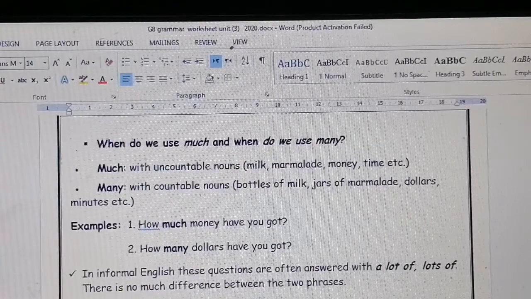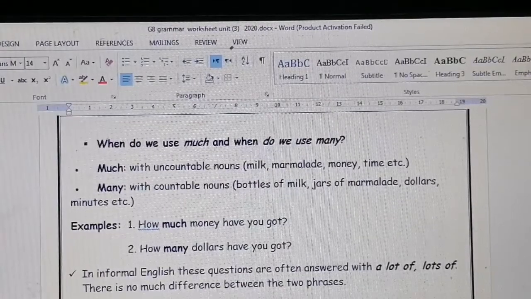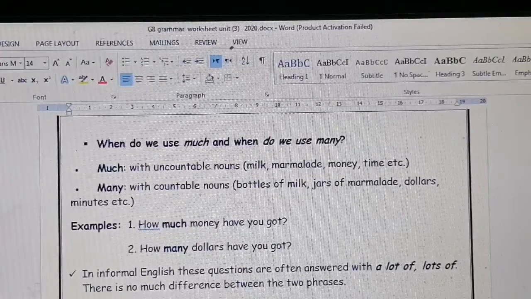Examples. Number 1, how much money have you got? Number 2, how many dollars have you got? How much money, because money is uncountable, and much takes the uncountable noun. While in number 2, how many dollars have you got? Dollars are countable nouns, so we add many to them, okay?